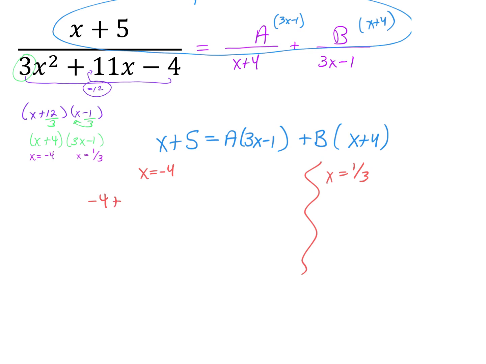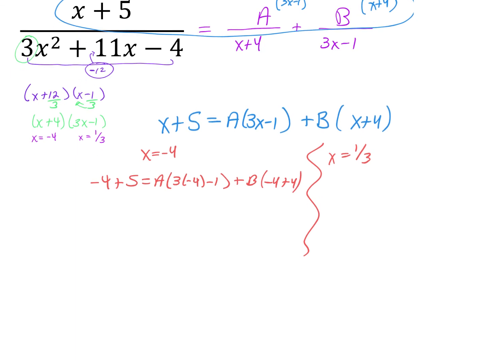So negative 4 plus 5 equals a times 3 times negative 4 minus 1 plus b times negative 4 plus 4. Negative 4 plus 5 is just 1. 3 times negative 4 is negative 12 minus 1 gives me negative 13a. And then what happens with a negative 4 and a positive 4? Cancels out. So divide both sides by negative 13, and you have a equals negative 1/13.